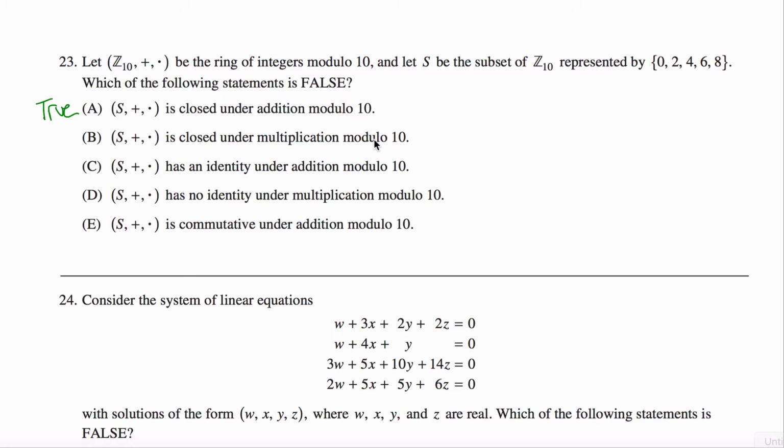It's closed under multiplication. Well, let's see, if I multiply together two even numbers, will I get an even number? Sure. So then this is also a true statement because all even numbers end with one of these 5 digits here.